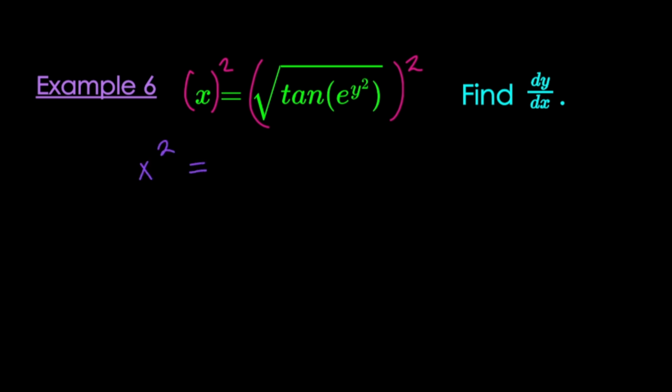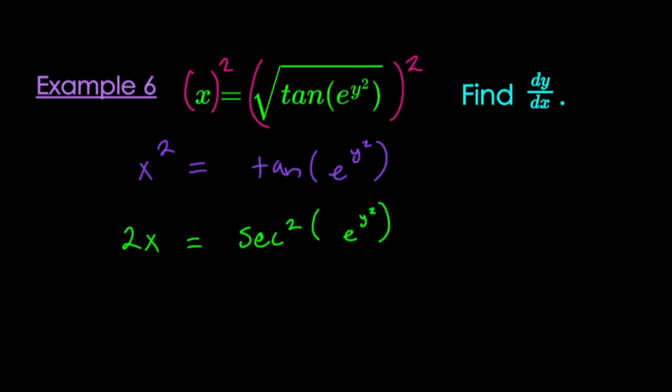So we'll get x squared equals tangent of e to the y squared. You may feel that that is easier to take the derivative of than with the square root on the right side. So taking the derivative of both sides with respect to x, we get 2x equals. To take the derivative of the right side, you'll need to remember that the derivative of tangent of something is secant squared of that same something, of course using chain rule. So we'll have secant squared of the same argument, e to the y squared.